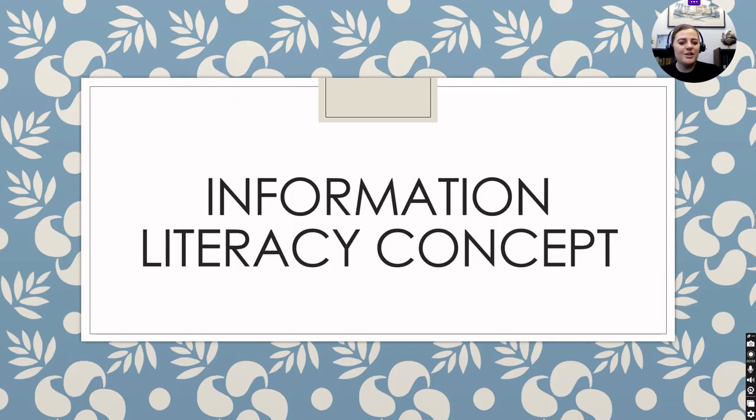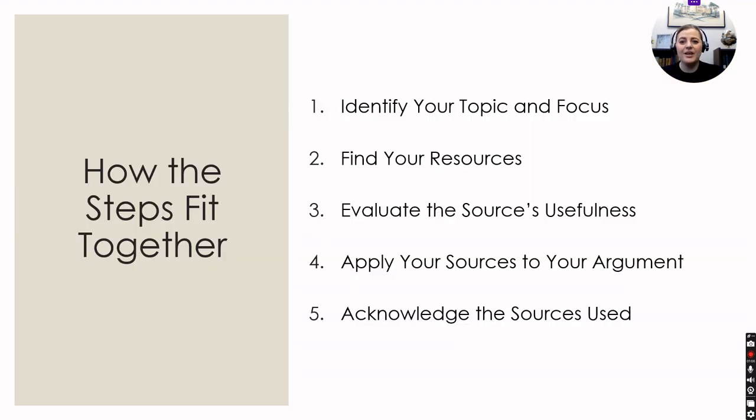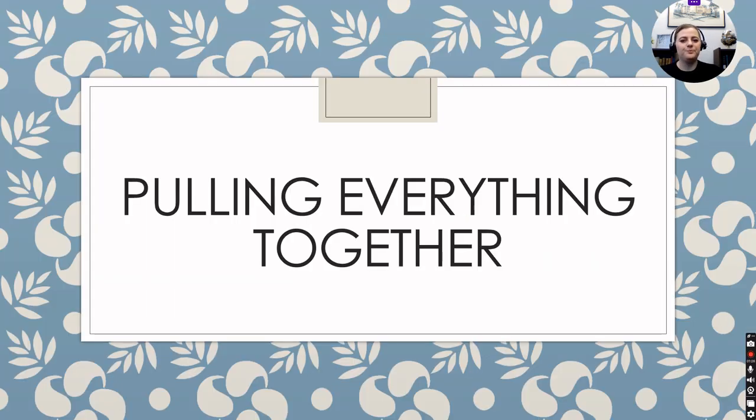For our information literacy concept this week, we have tied everything together and are continuing to tie these steps together. So, how the 5 steps fit together. First we identified our topic and our focus. We found our resources. We evaluated the usefulness of those sources. We then started applying our sources to our arguments last week, and we're acknowledging all of these sources with our in-text citations and our reference page.